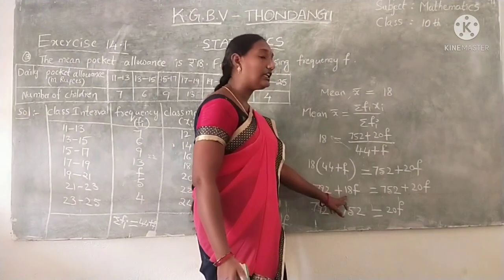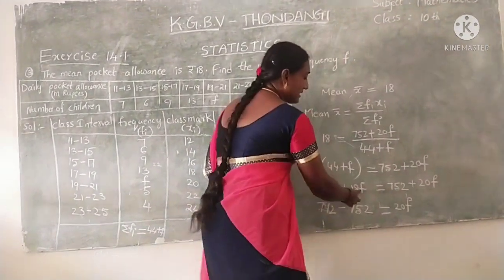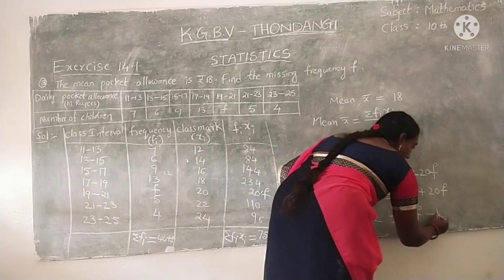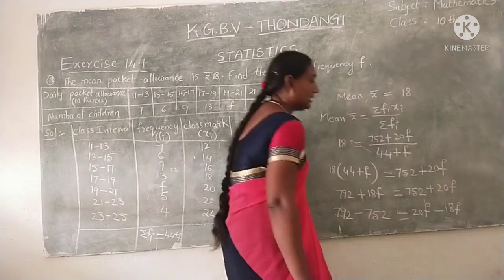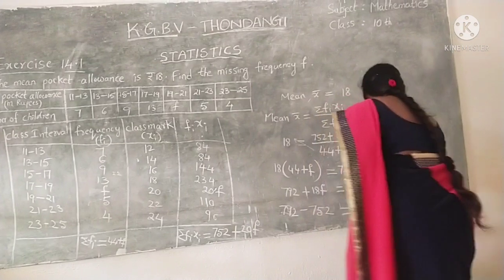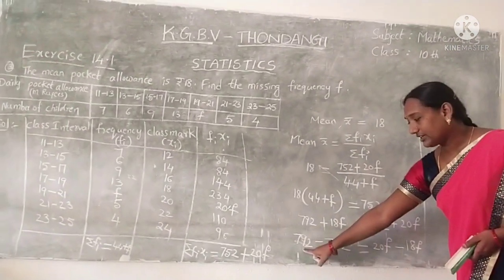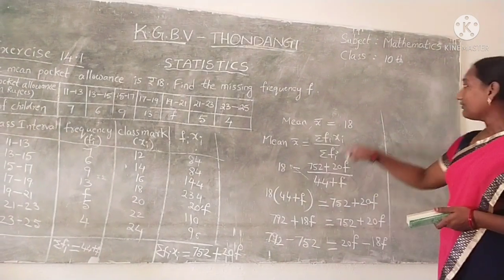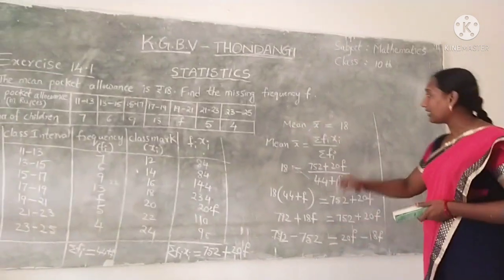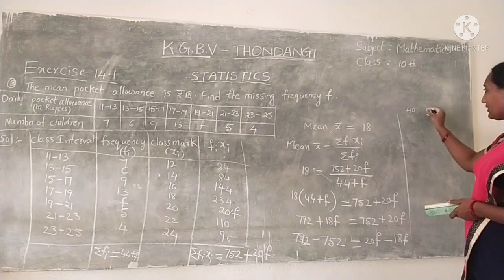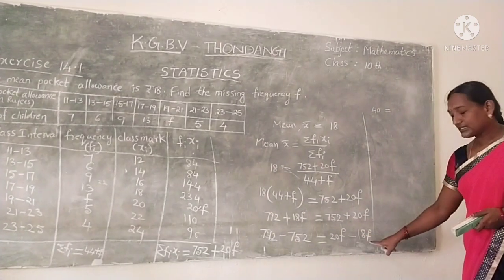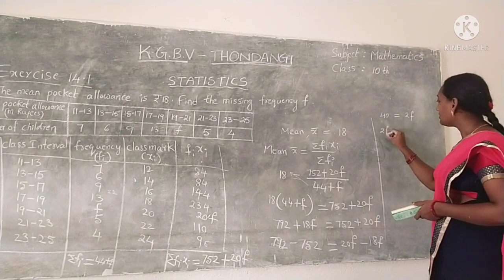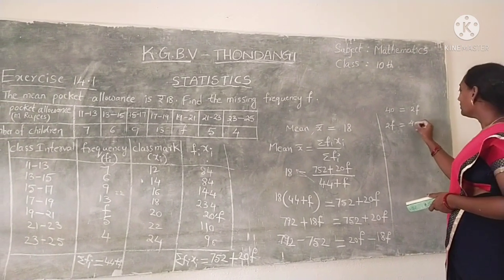When we transpose 18f to the RHS side, this is a positive value, so the sign of the 18f is changed into a negative sign. That means minus 18f. Next, children, what is the difference between 792 and 752? Subtracting 752 from 792, we got 40. That is equal to 20f minus 18f, that means 2f. So 2f is equal to 40.